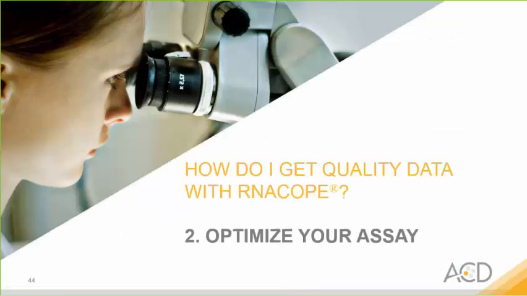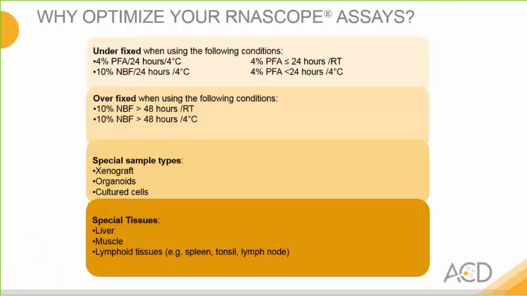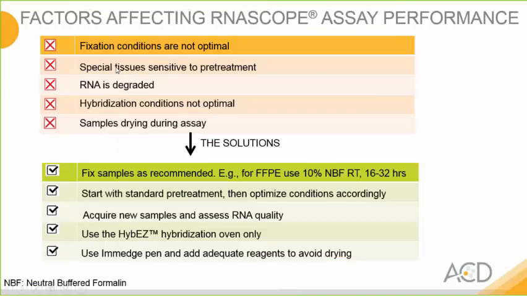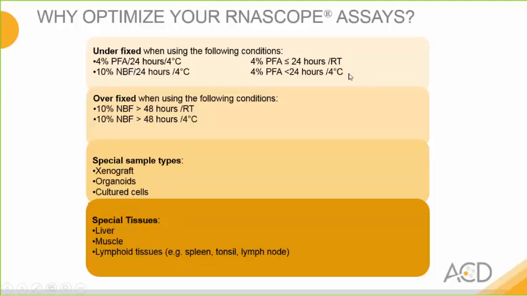And the second step to get quality data is to optimize your assays. So, for example, make sure you choose the appropriate fixation condition for your tissue type and follow ACD guidelines. For instance, as shown here, for FFPE tissues, we recommend to fix in 10% NBF for 16 to 32 hours at room temperature. So if samples are fixed at 4 degrees, it's considered underfixed.